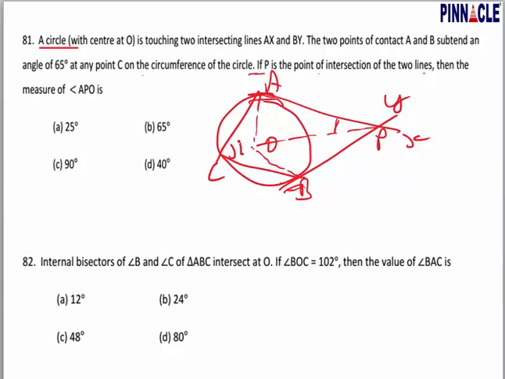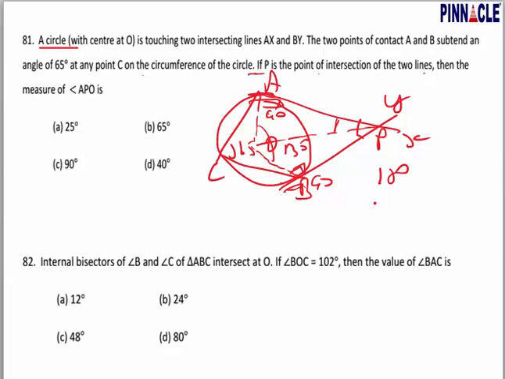Now if this is 65, then the total would be 130, because the angle formed at the center would be double, 130. And this is 90 degrees. Why 90 degrees? Because the angle formed at the center by the point of contact is 90 degrees. This is a quadrilateral, and all angles of a quadrilateral sum to 360, so we have 135.